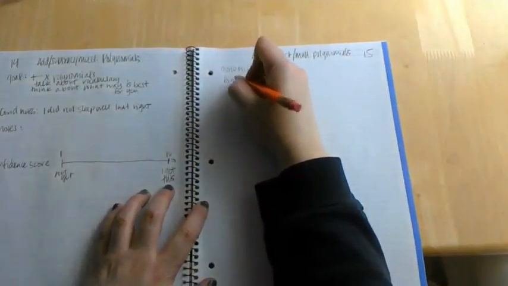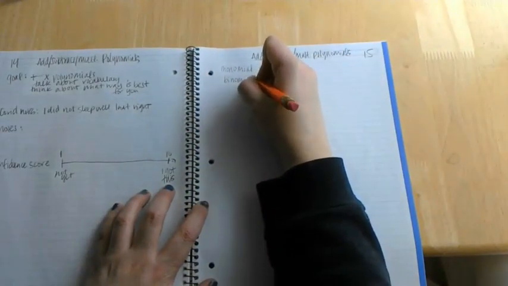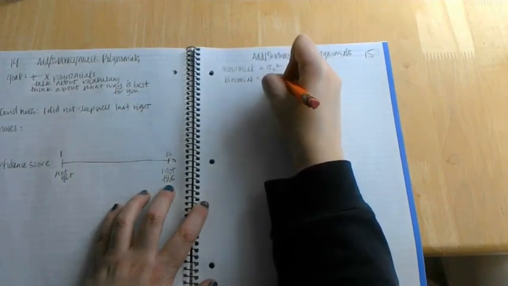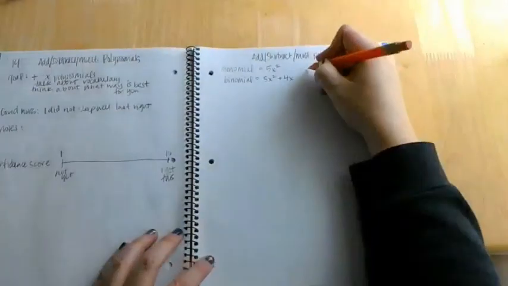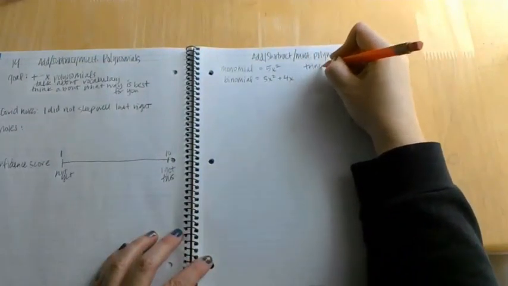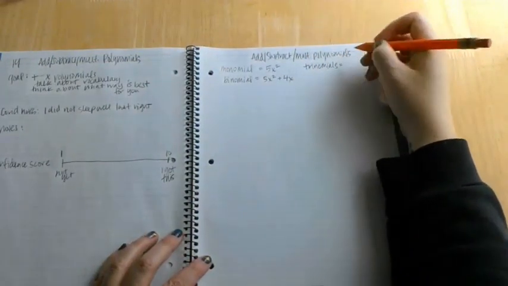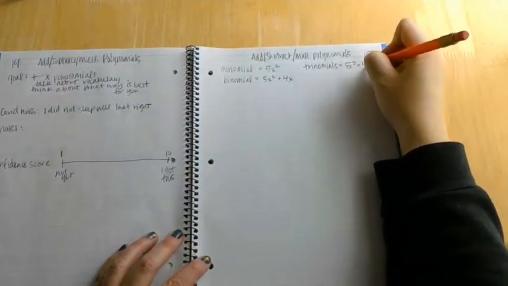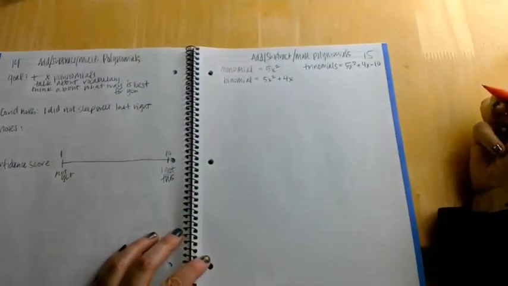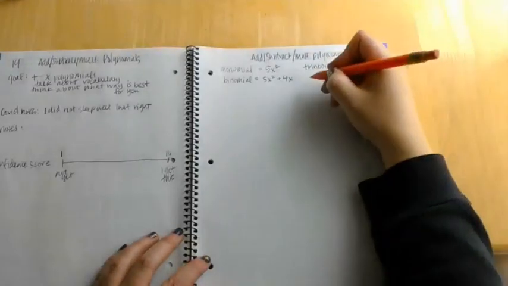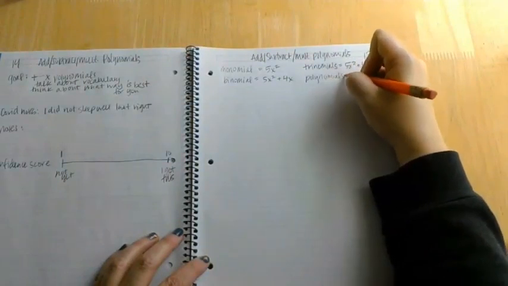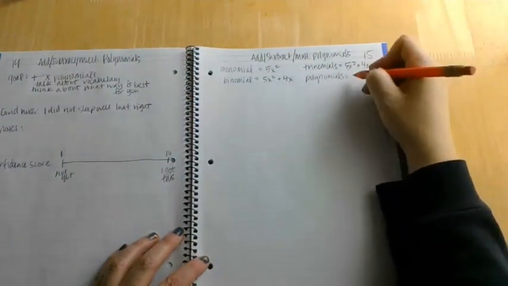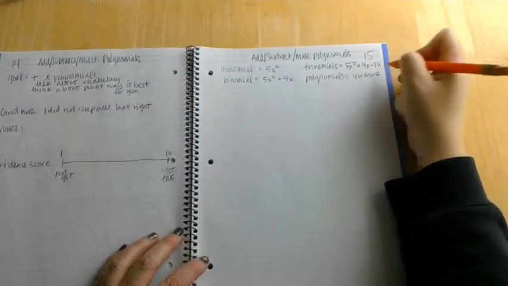We have binomials. And it looks like that. 5x squared plus 4x. It has 2 terms to it. We have trinomials, which is 5x squared plus 4x minus 10. It's got 3 terms to it. And then the polynomials that we're dealing with, right? They really are anything, so they're 4 or more, right?